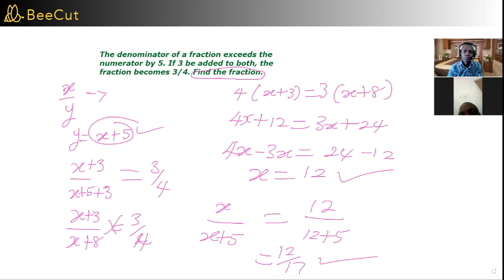12 over 17. So unmute yourself now and let me know if you understand it, then we round up. So how do you get 17? Yeah, that is 12 plus 5, which is 17. You have to add 5 to the numerator to get the denominator. Okay, so is that clear to you now?